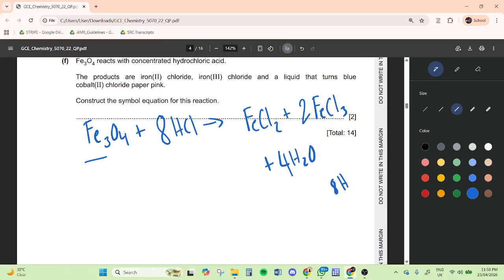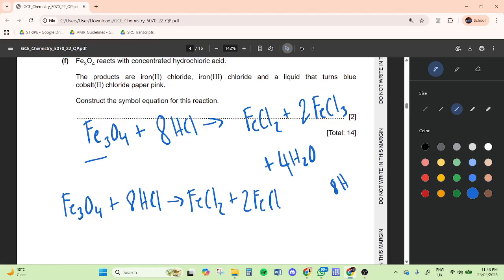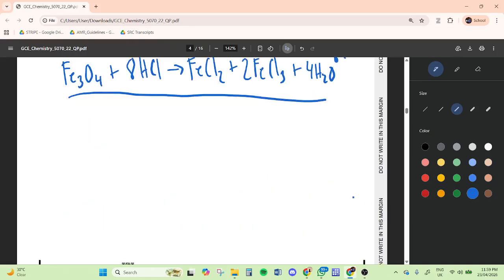So the final equation is going to be Fe3O4 plus 8HCl gives us FeCl2 plus 2FeCl3 plus 4H2O. That's done with question number 2. So let's move on to question number 3.